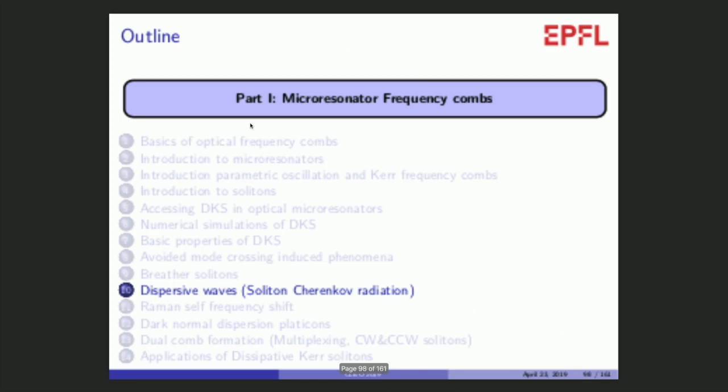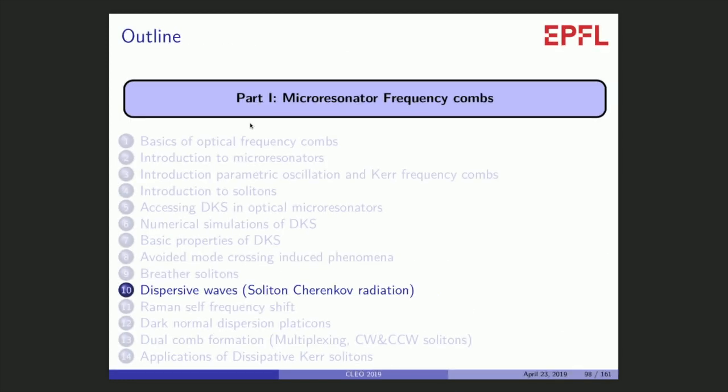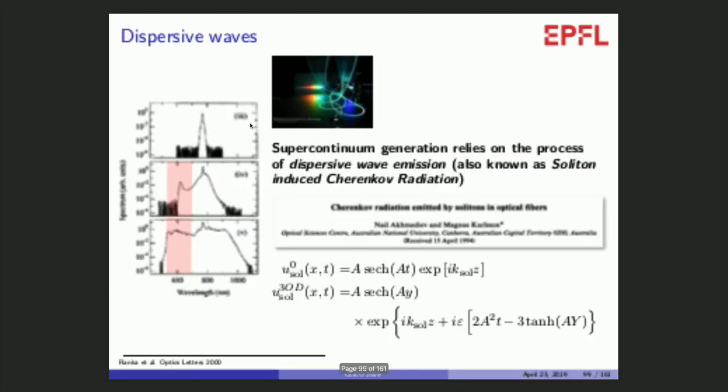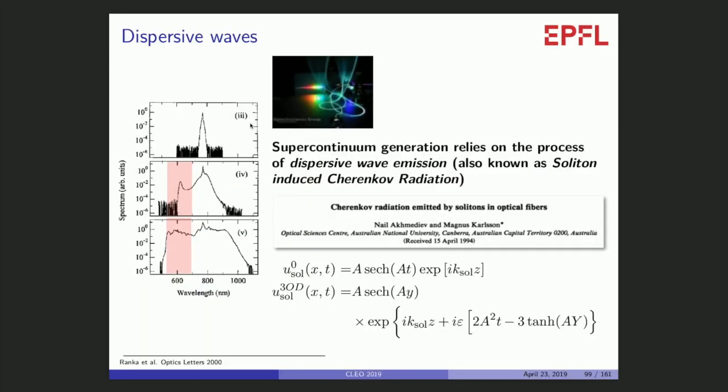Now, another effect that can exist, and is perhaps one of the most important nonlinear effects that has been described, is the so-called dispersive wave formation. Okay, and dispersive wave formation is a modification of the soliton due to higher order dispersion. This effect was first described by Karpman and Akhmediev in a seminal paper in 1994. What they did is they solved the nonlinear Schrodinger equation in the presence of third-order dispersion. Okay, so where you have not just a quadratic contribution, but a cubic contribution.